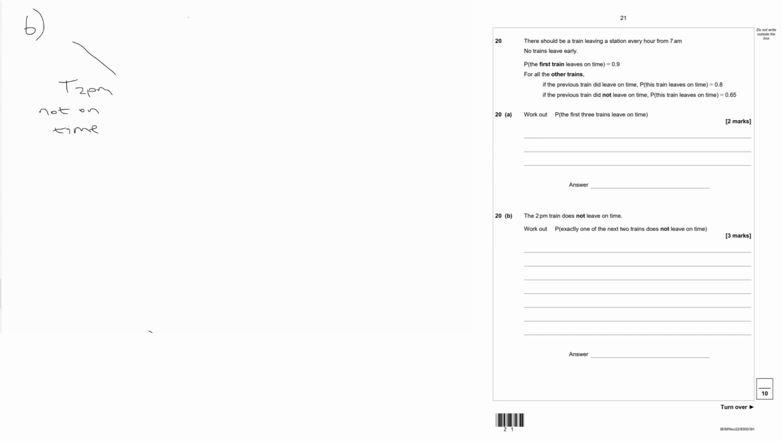And we've then got our next train. So this is our train at 3 p.m. on time. Well, we're told that if the previous train is not on time, then the probability that this train leaves on time is 0.65. So therefore the probability that it doesn't leave on time is 0.35. And we can branch out again.